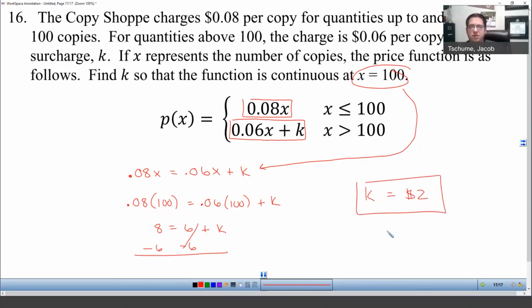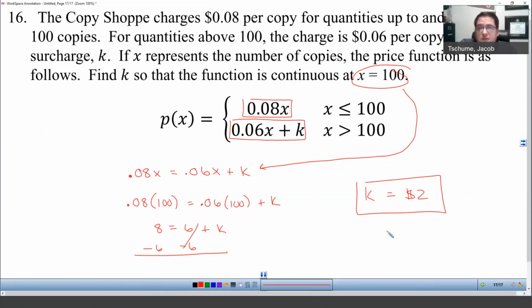So for this function to be continuous, so if you were to graph it, which we're not going to, if you were to graph it and to guarantee that it would pass the pencil test I was talking about earlier, you need k, or you need your surcharge for this company to be $2.